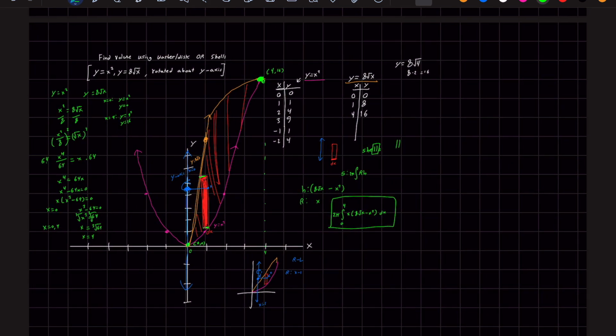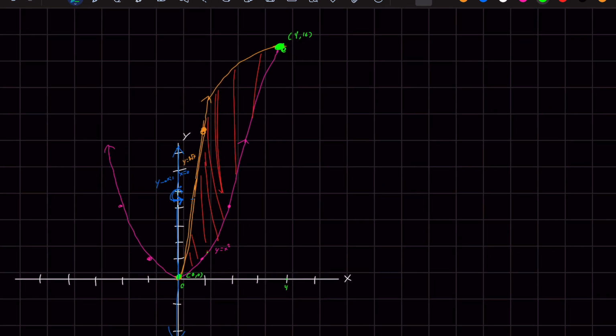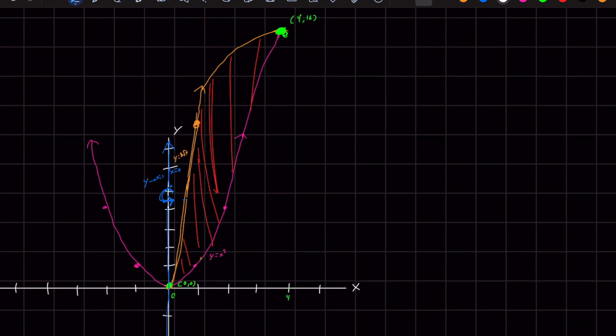Okay, now let's see what happens if we do the washer method with this. I just copied the same graph that we did. Again, we have these functions, and this is what the graph looks like. We have y equals radical x and y equals 8 radical x, and we know that they go from 0, 0 to 4, 16. Those are the boundaries where they meet.